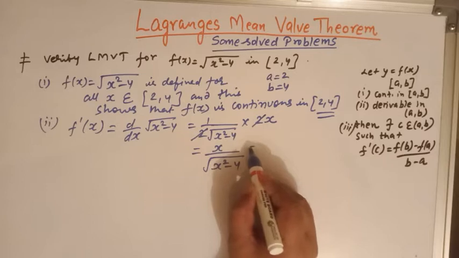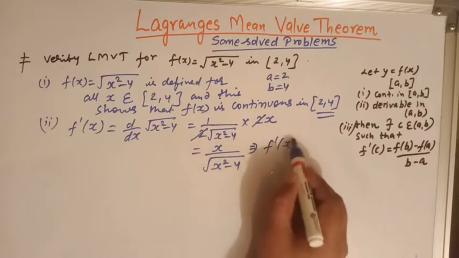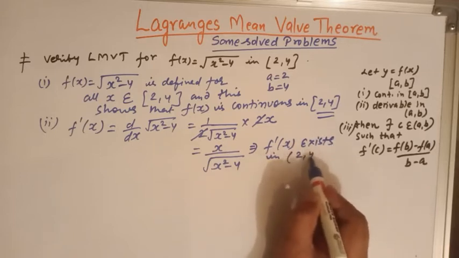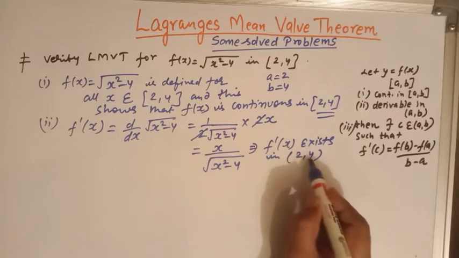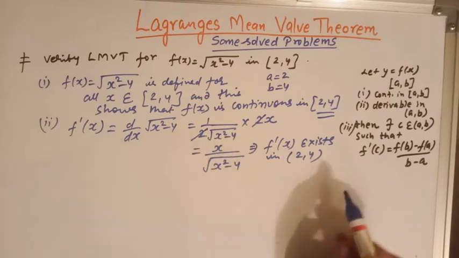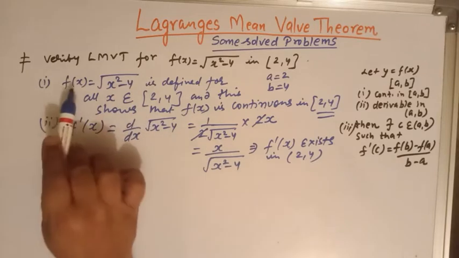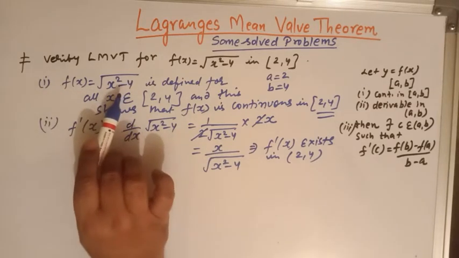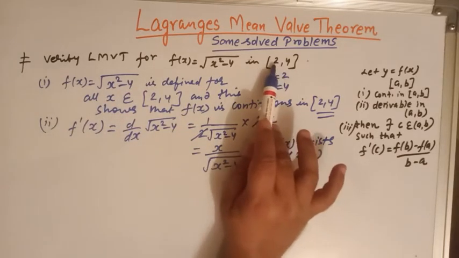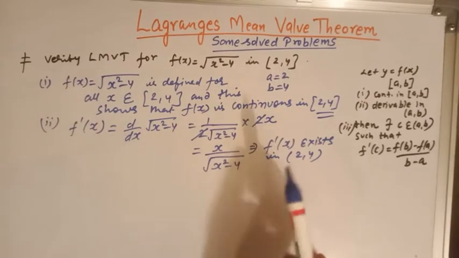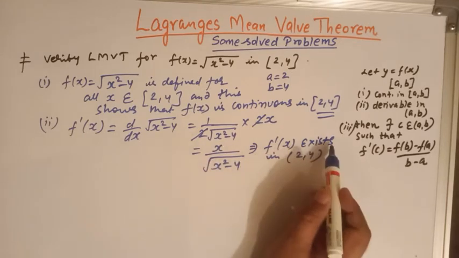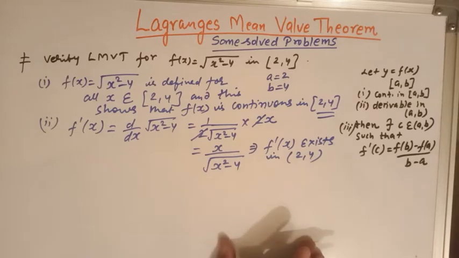So whereas this implies that f prime of x exists in the open interval (2, 4). So these 2 points are not included here. That's why this function becomes differentiable. Clear? So here in point number 1, I would like to mention one more thing, that this function is defined at the endpoints also, for f(2) and f(4). Clear? So f prime of x is x over square root of x square minus 4. So f prime of x exists in (2, 4).